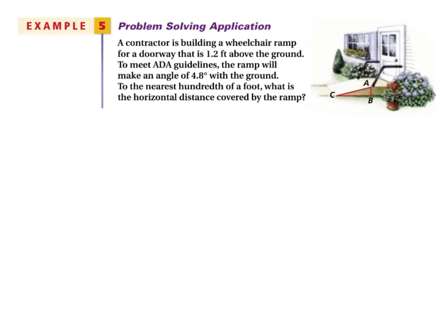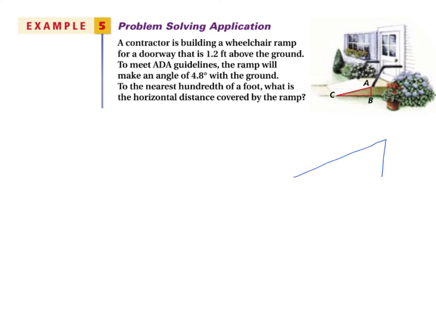Our last example talks about a wheelchair ramp into a house. The contractor is building a wheelchair ramp for a doorway that is 1 2/10 feet above the ground. To meet ADA guidelines, the ramp will make an angle of 4 8/10 degrees with the ground. To the nearest hundredth of a foot, what is the horizontal distance covered by the ramp?